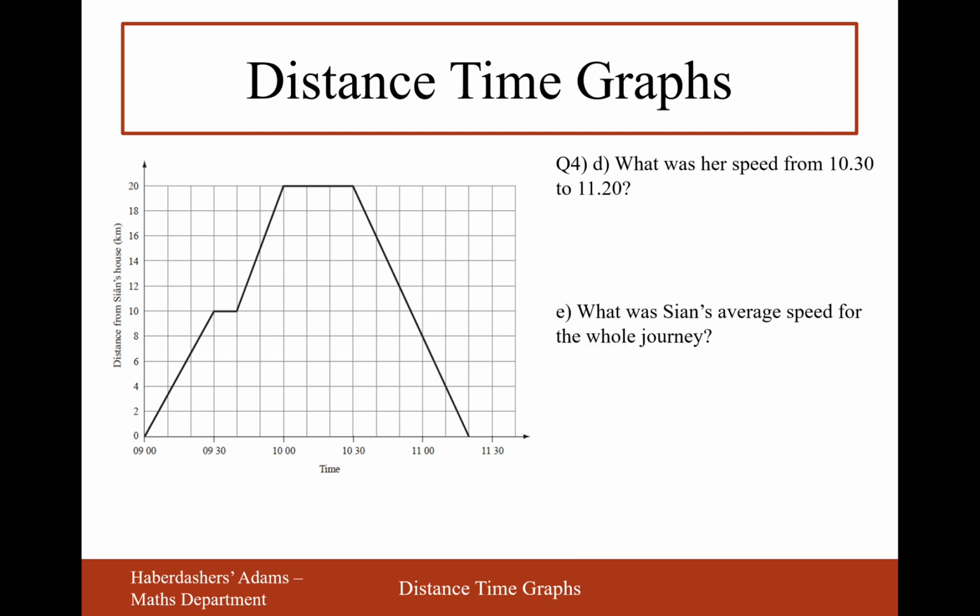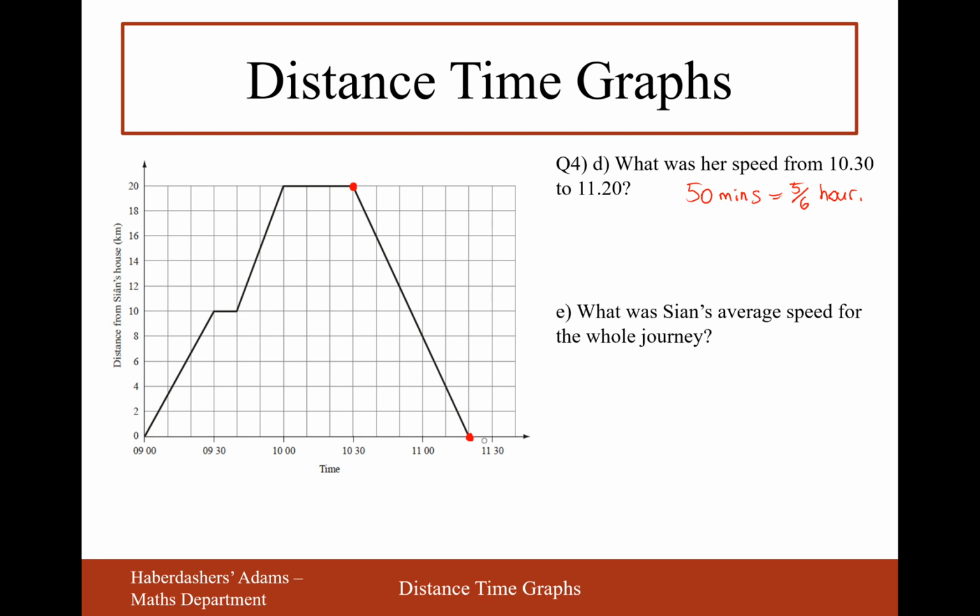And moving on to the last part of question 4, what was her speed from 10:30 to 11:20? So that was from this part here to this part down here. That's 11:20. So that's from 10:30 till 11:20. That's 50 minutes, and 50 minutes needs a conversion. That's going to be 5/6 of an hour, because if you take an hour, 60 minutes, divide it by 6, you've got 10 minutes, times it up by 5, you've got 50 minutes, so 5/6 of an hour.